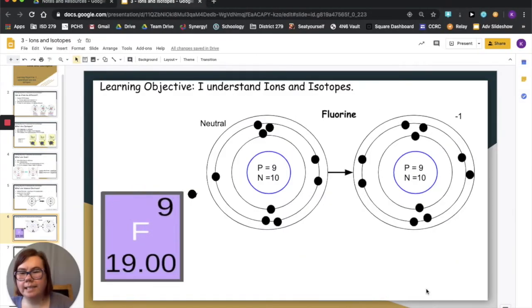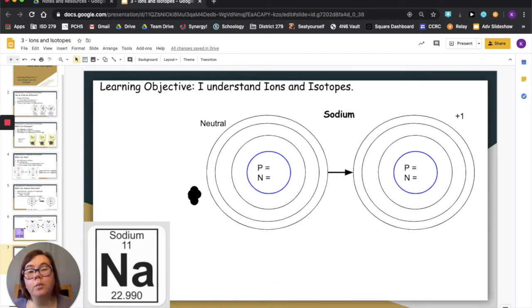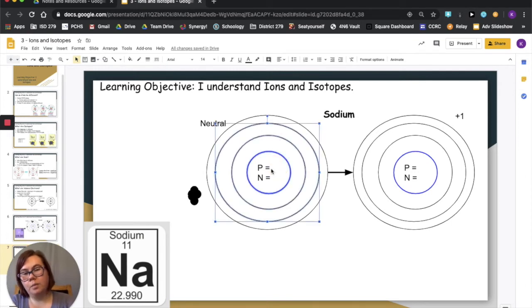Go on to our second example here. So we are going to talk about sodium. So noticing here, sodium has 11 for its atomic number. That will also tell us then our number of protons. So I'm going to go ahead and write that in the center of our Bohr model.